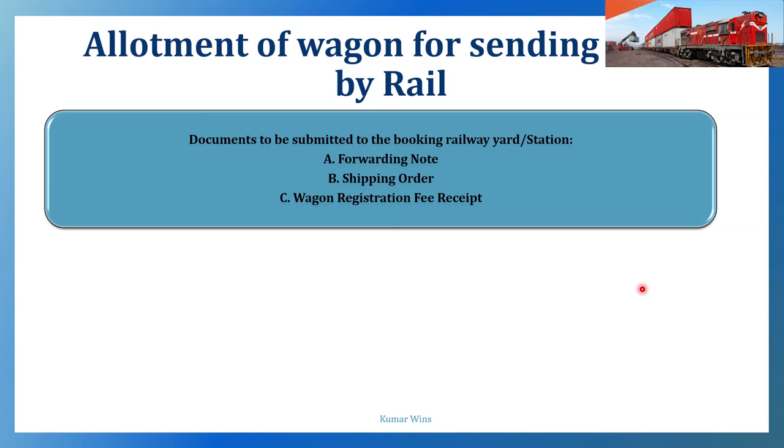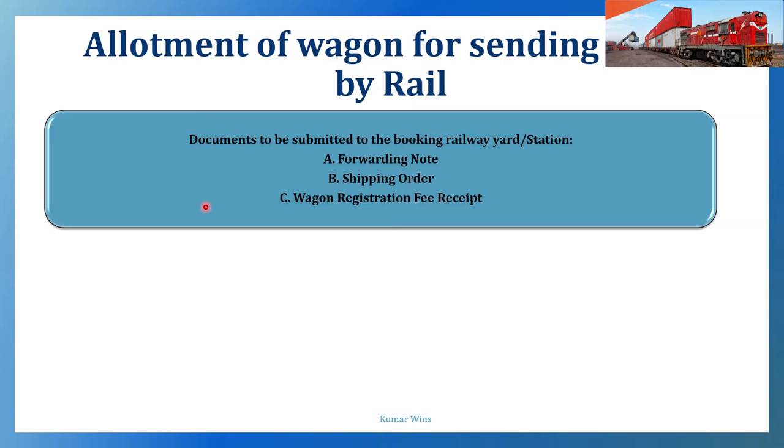What are these documents I have mentioned here? So one is forwarding note. Forwarding note is nothing but a railway document. Second is the shipping order. Shipping order is the proof of reservation of shipping space, which we discussed in the last slide, issued by the shipping company. Okay, and third one is the wagon registration fee receipt. So when you pay for booking the wagon, there is a receipt, and this receipt has to be submitted to the railway station.